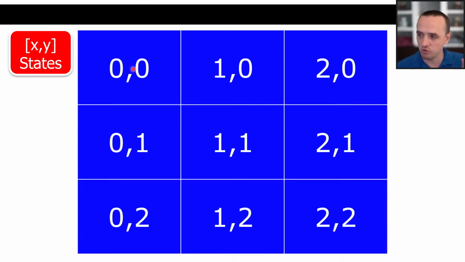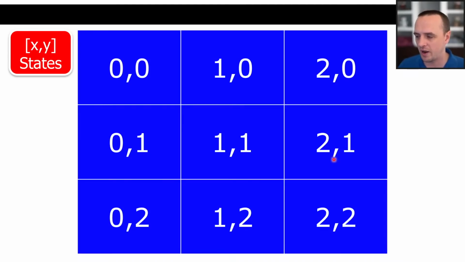As we move to the right, our x value increases. So instead of 0, 0, if we move right, we'll be at 1, 0. If we move right again, we'll be at 2, 0. Then if we move down, because y increases downwards, we've gone from 2, 0 to 2, 1. Okay, so that's how the grid works.